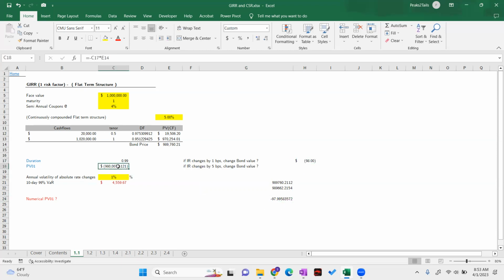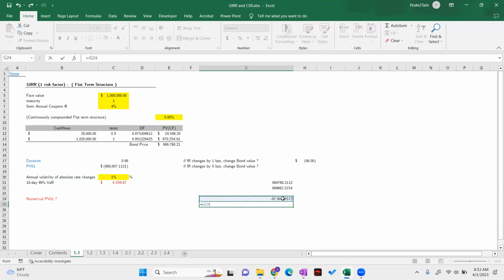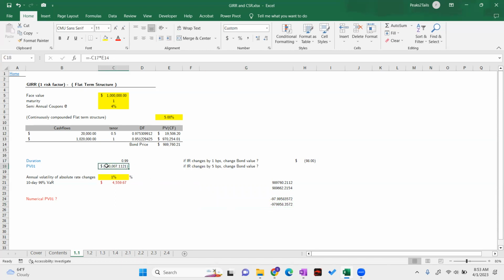If you want to calculate this PV01, you have to do dB by dr, right? This is the change in value of the bond for 1 basis point change in the interest rate. So PV01 would be this divided by that. Okay, that match is almost close, right? 98000. There are some differences. See, already there is some difference, right? But it's close. This is exact. This is a numerical approximation. All right. Any questions on this?